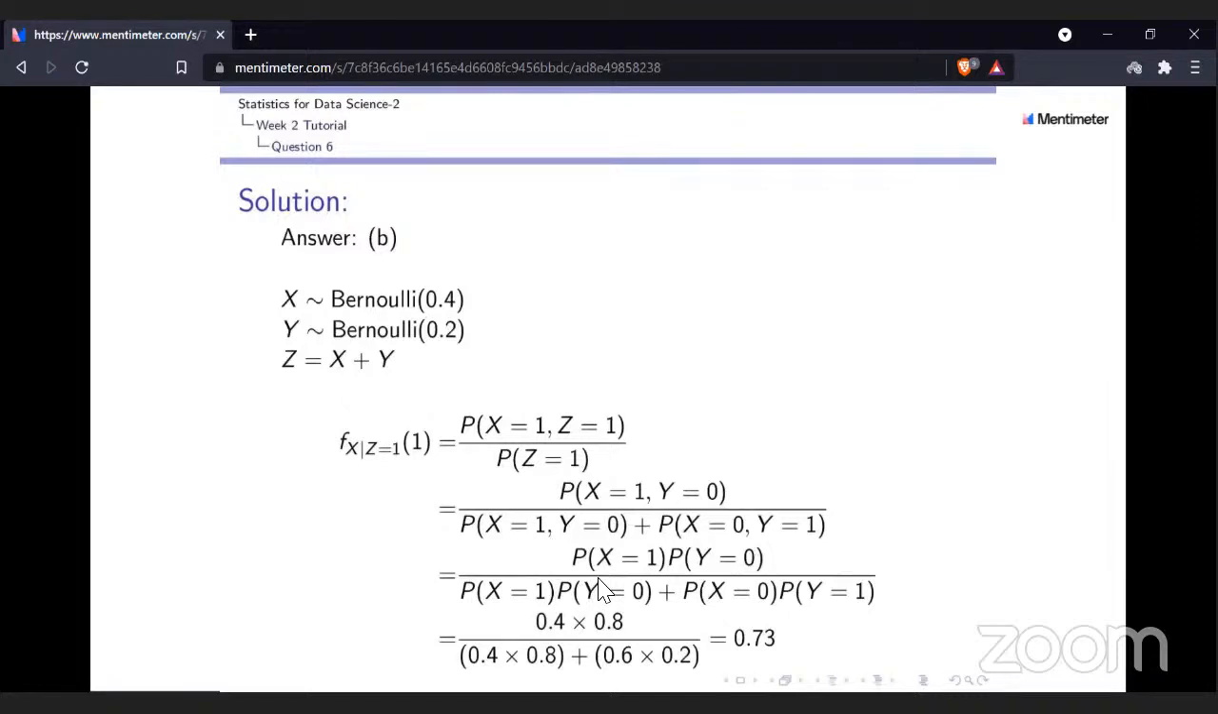And that we got to be 0.44. So this is going to be probability x equals 1 times probability y equals 0, that is 0.4 times 0.8. So you will get 0.32 divided by 0.44. So you'll get 0.73. I hope this is clear to everybody. Yes, ma'am. Okay. We'll go to the next question.